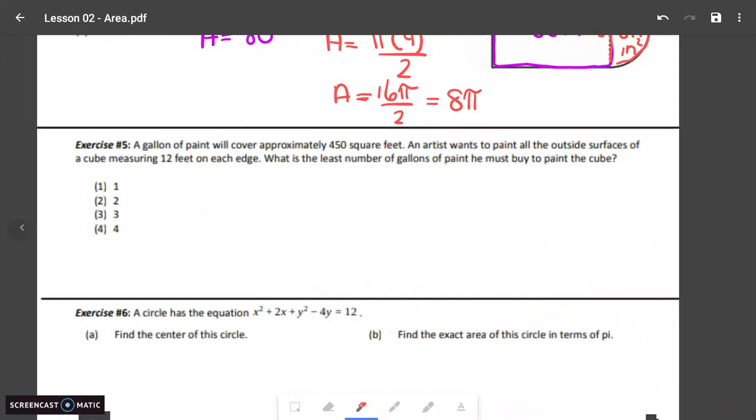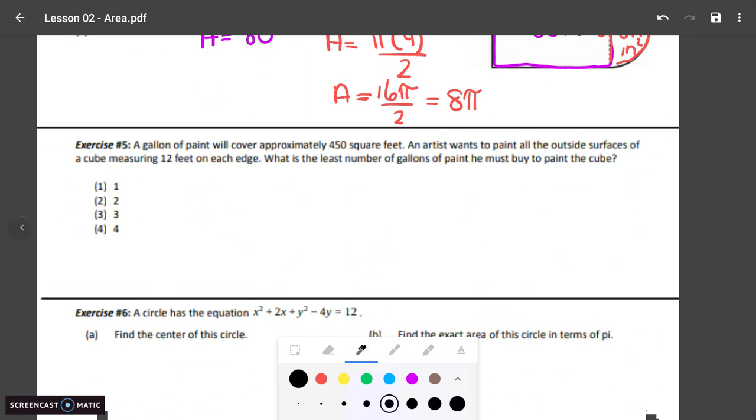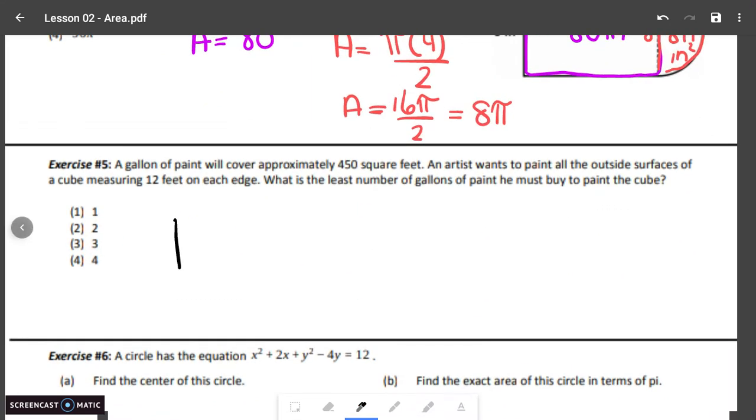Now, in exercise 5, we have a gallon of paint will approximately cover 450 square feet. An artist wants to paint the outside surface of a cube measuring 6 feet on each edge. Which is the least number of gallons of paint he must buy? So I need you to think about a cube for a second. Cube has equal sides, but we need to talk about how many equal sides it has.